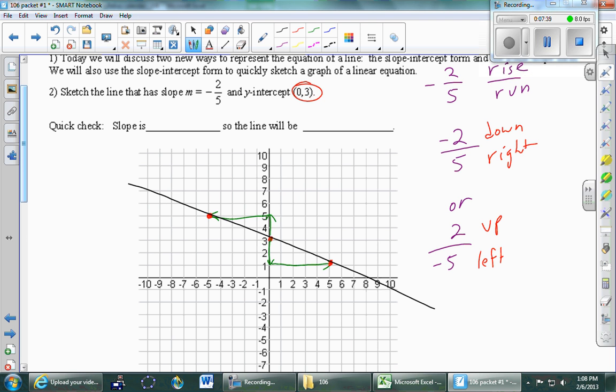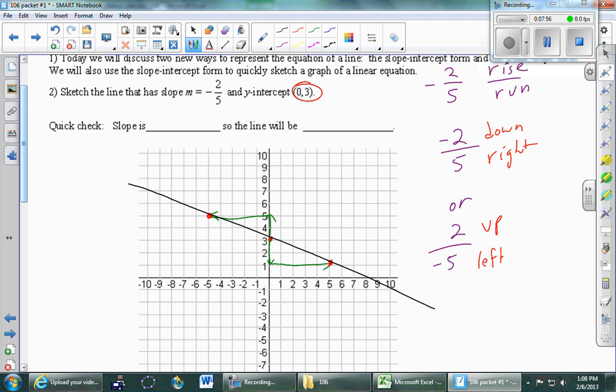The top number tells you up or down, and the bottom number tells you left or right, and everything is based on the sign, whether it's positive or negative. Any questions on drawing a line given a point and the slope? Michelle, is that all right? Okay.